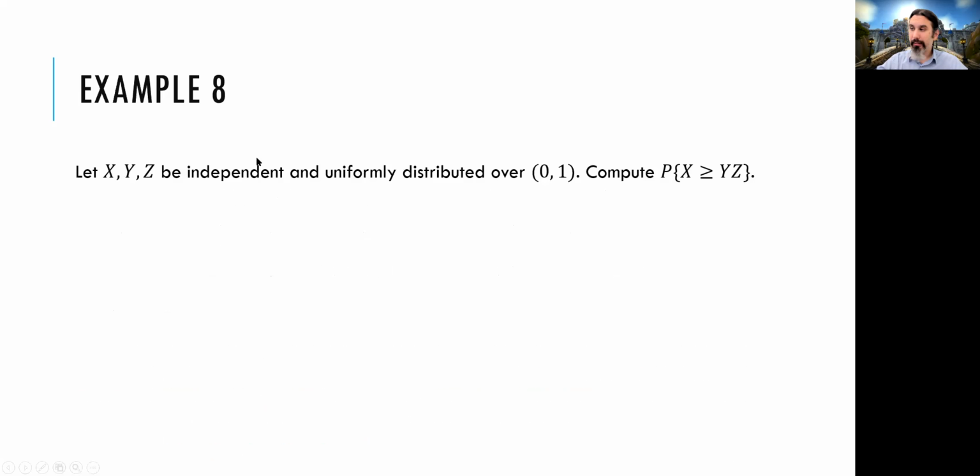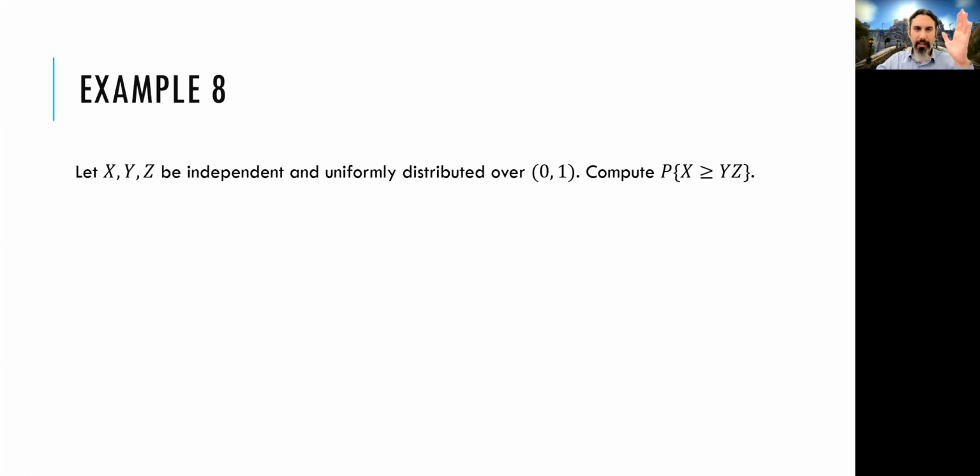Now, here's an example for independence and triple integration. Let x, y, and z be independent and uniformly distributed over 0, 1. They are uniform over 0 to 1, so their density function is 1 for each of them. Compute the probability that x is greater than y times z. Normally we would have to graph this, but here it's easy to visualize.